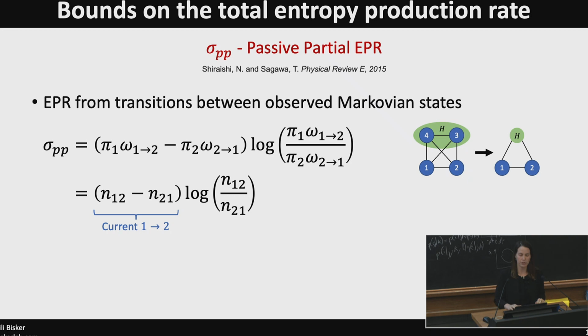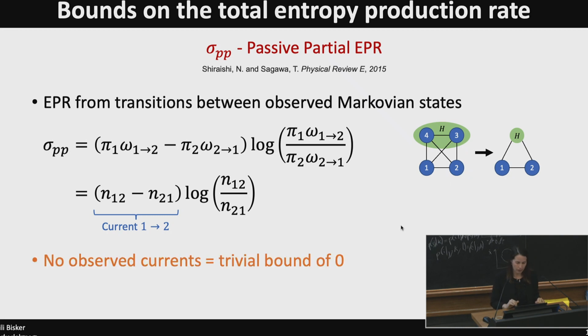And again, in the notation of the mass rates, this is the current over 1 to 2 times the affinity over this link. And this term vanishes if I don't have any currents. So if I cannot measure a current between 1 and 2, I will get the trivial bound of 0.